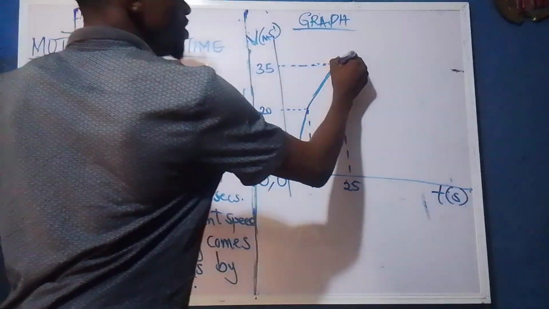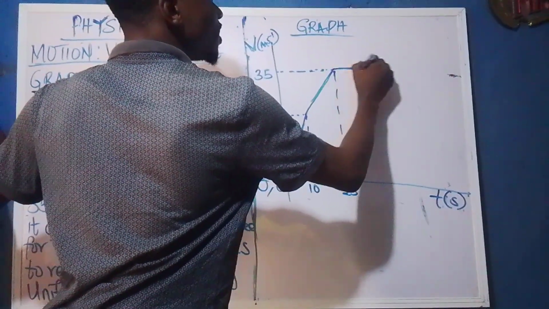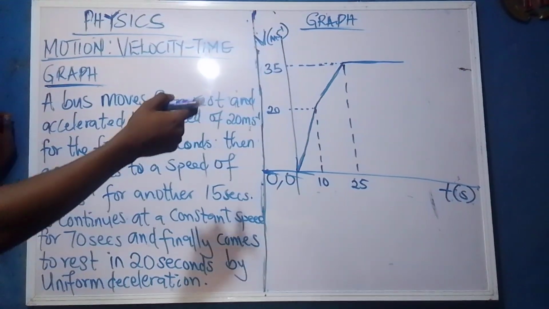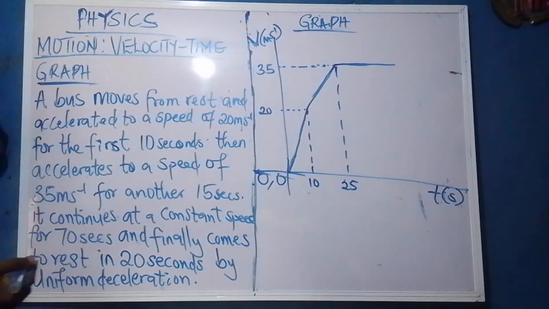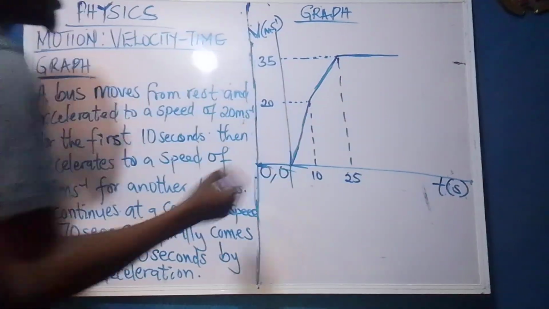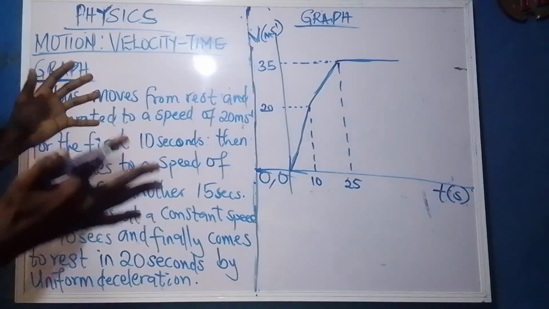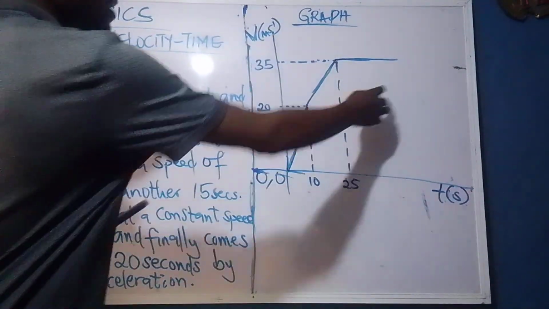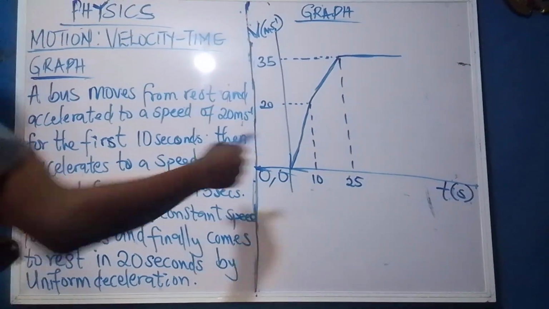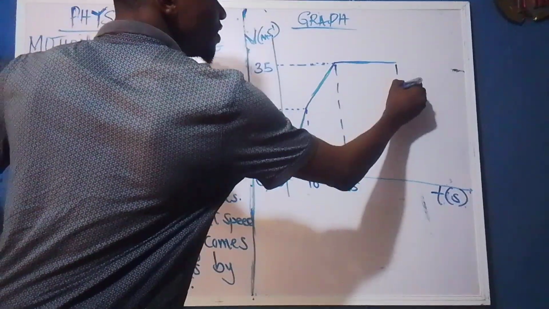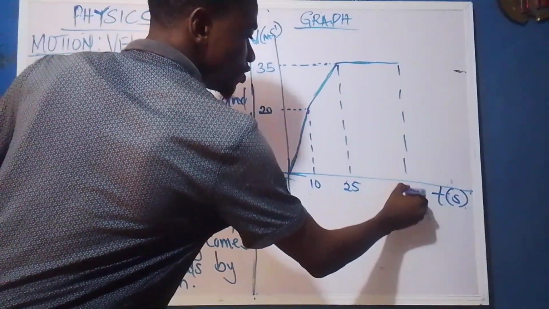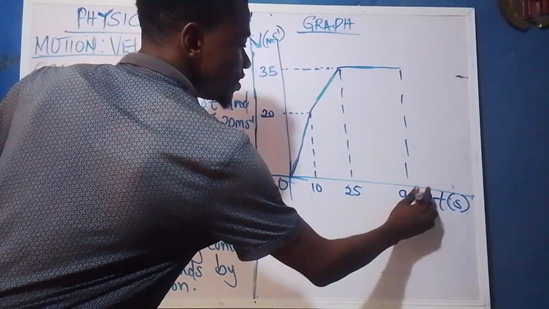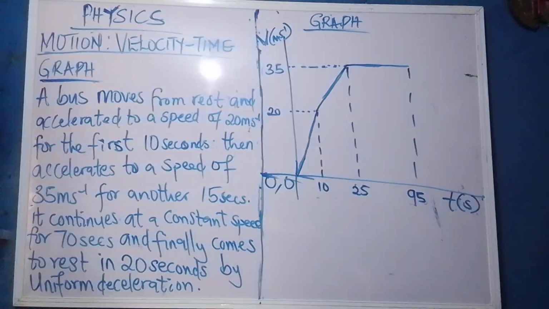Now the next question says that it continues at a constant speed for another 70 seconds. So meaning it went straight another 70 seconds. So it didn't change the speed. It maintained that 35 meter per second for another 70 seconds. Do not forget, I said we are going to be adding the times together. So 70 plus 25 is going to give us 95. So 95 is the new time that will be accumulated here.